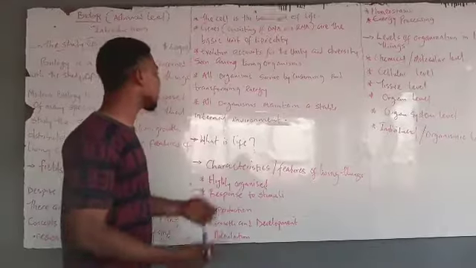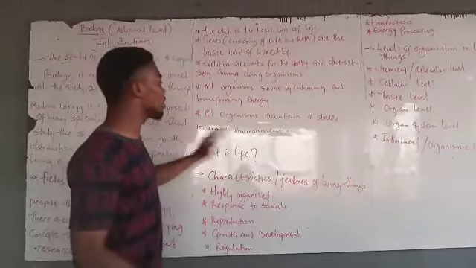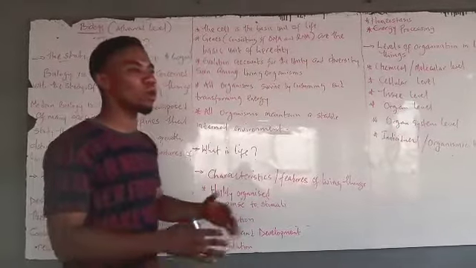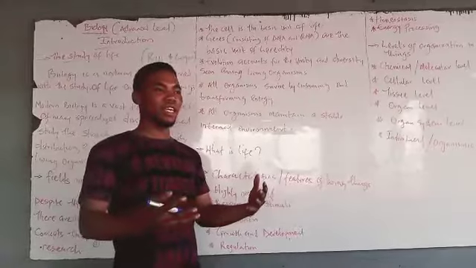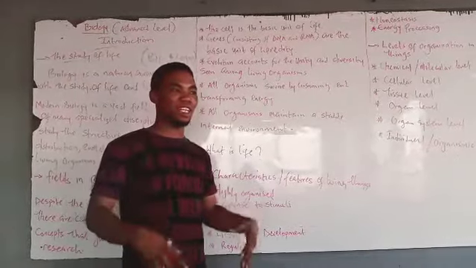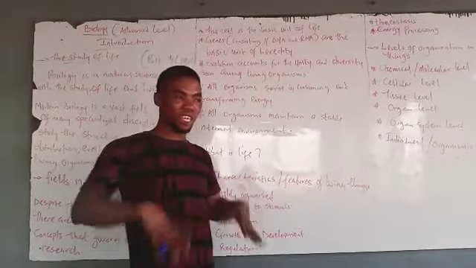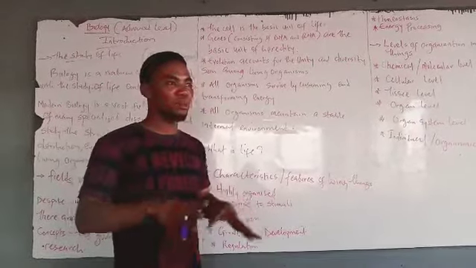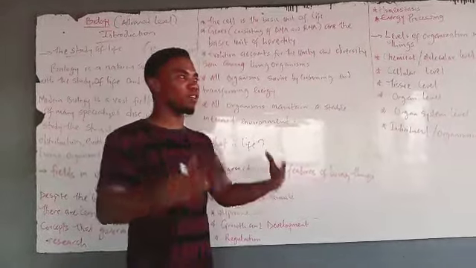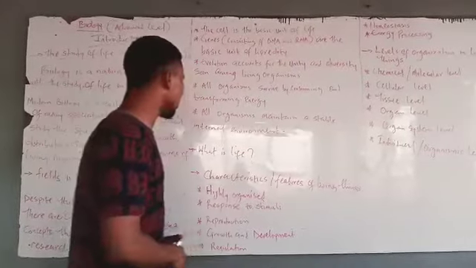And then lastly, all organisms maintain a stable internal environment, which we call homeostasis. That is, they balance their internal body environment. They maintain a stable body environment so that they can keep on living and performing their daily activities.